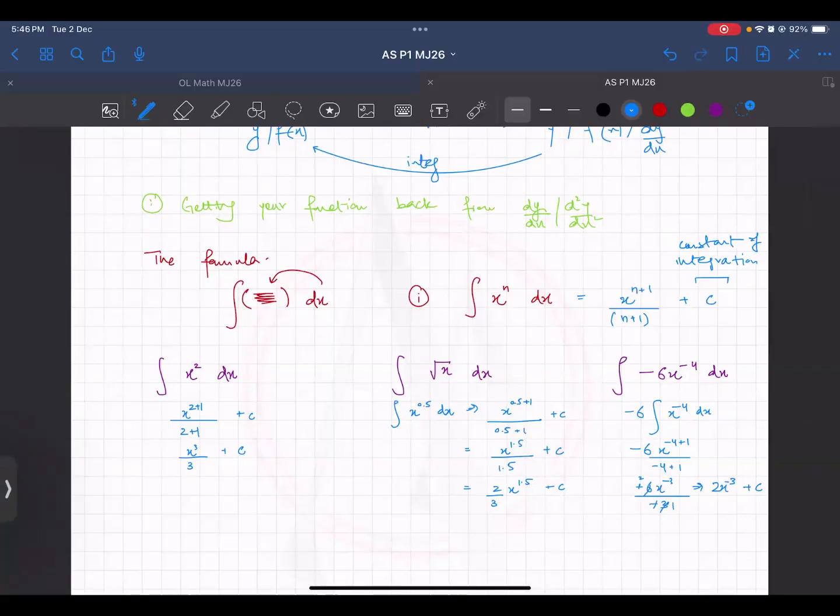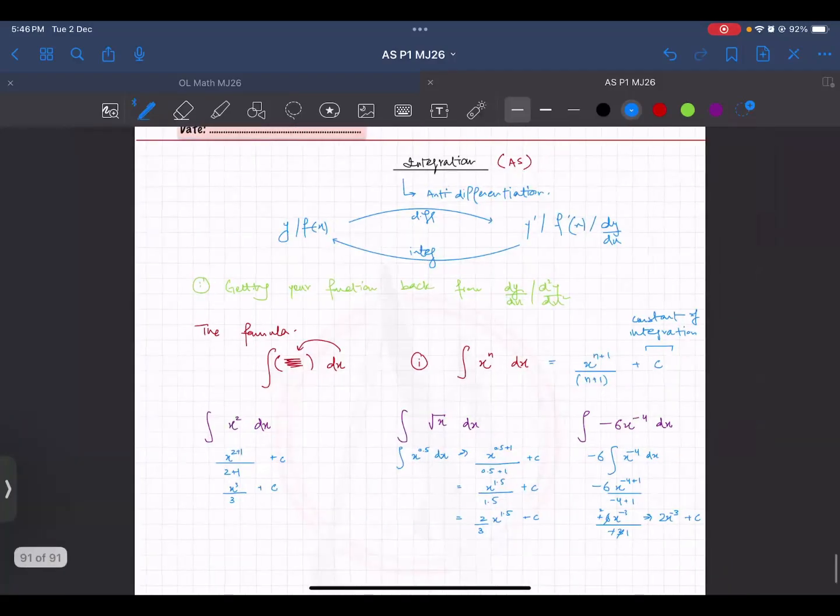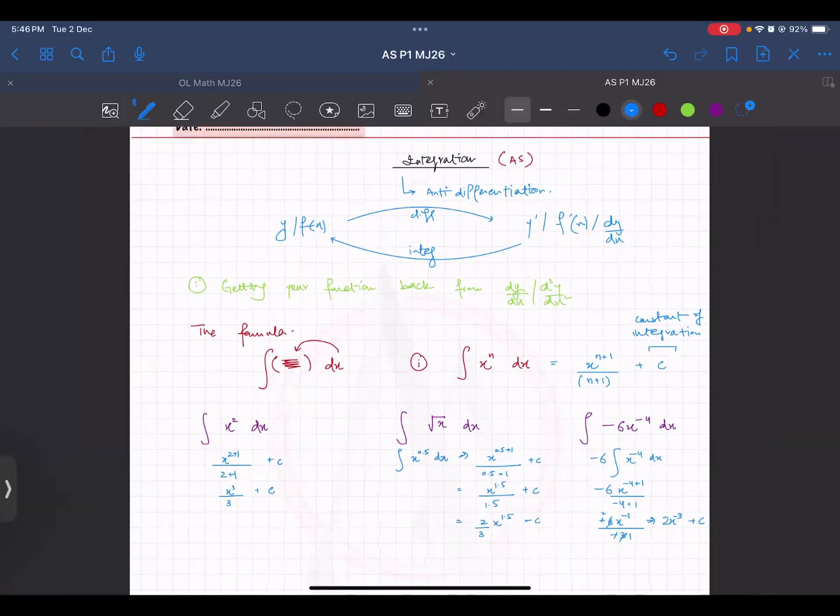This is the basic thing that you have to learn. First of all, how to integrate, and then we would move on to how to further apply this integration.